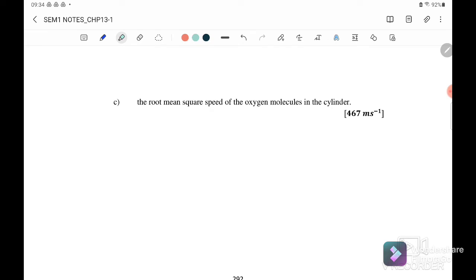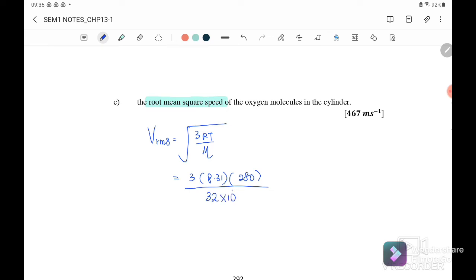Next we need to determine the root mean square speed of the oxygen molecule. We can use vRMS equals the square root of 3RT over M, since we have the temperature and also the molar mass. So we substitute 3 times 8.31, and the temperature given is 280 Kelvin, and the molar mass is 32 grams, so we must convert it into kg per mole. The final answer that we will get for the vRMS is equal to 467 meters per second.